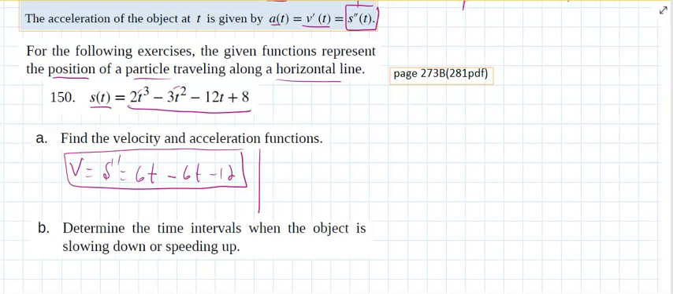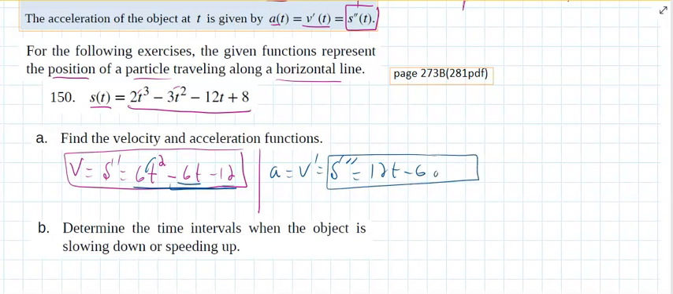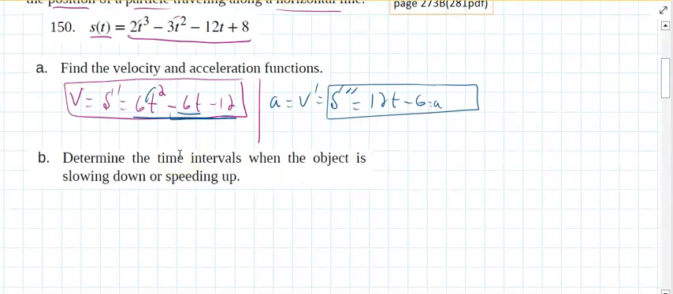Acceleration is the derivative of velocity, or the second derivative of the original function. And that turns out to be, oops, there should be a 2 there, right? Bring the power down, subtract 1 from the power. So if you take the derivative of this, bring the power down, that's 12t, and that's a -6, and of course that's a 0. There's your acceleration. It says, determine the time interval when the object is slowing down or speeding up.